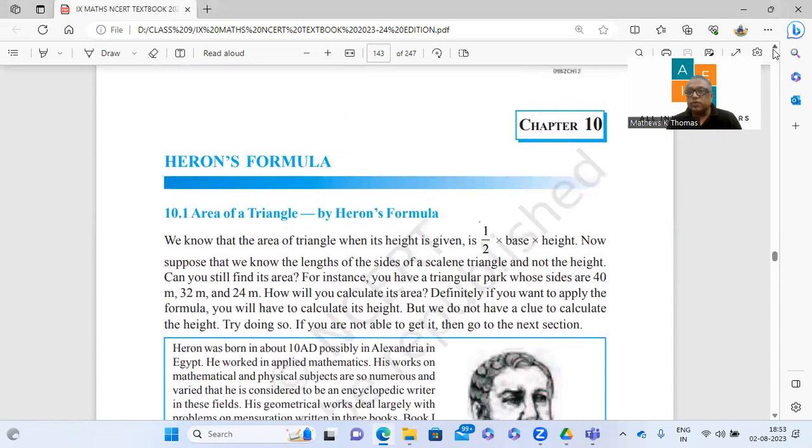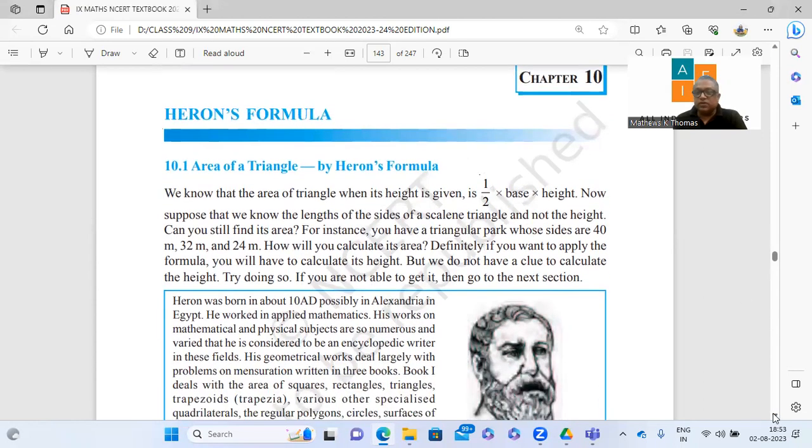So we start with chapter 10, that is Heron's formula. Heron was a mathematician born in Alexandria, Egypt, and he was working in applied mathematics. And normally what happens when there is a triangle given, we use half base into height. But Heron said that we can also find the area of the triangle when its three sides are given.